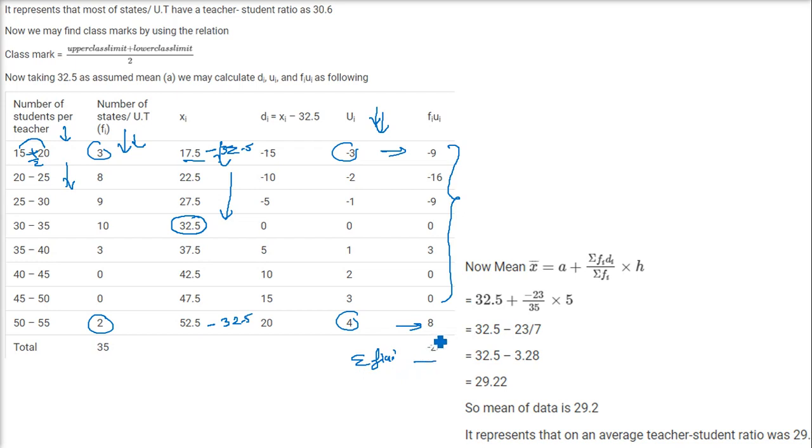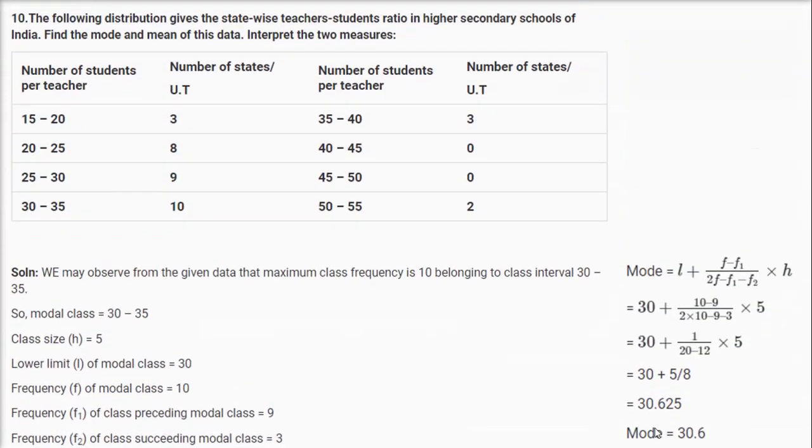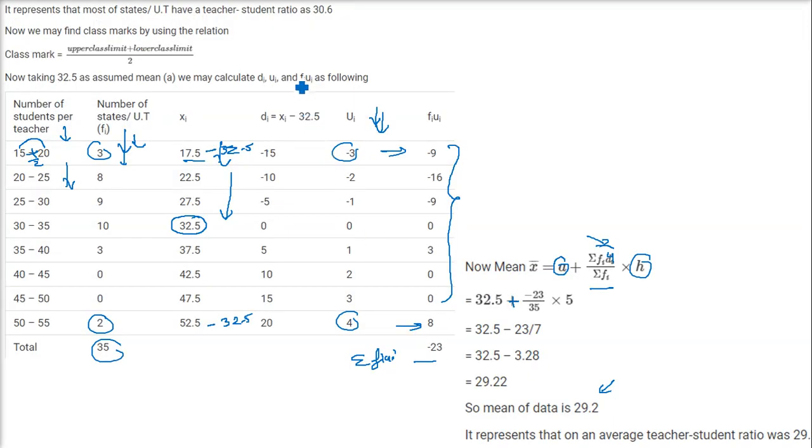So how to find out the mean? Sigma Fi Ui by sigma Fi. This is minus 23, and what is this? Sigma F. If you add this, you get 35. Assumed mean was 32.5, so you have to add this with this and multiply it with the H, which is 5, the class interval. So what do we get? 29.2. So this represents the average teacher-student ratio, 29. And this 30.6 represents that most of the states and union territories have a teacher-student ratio of 30.6.